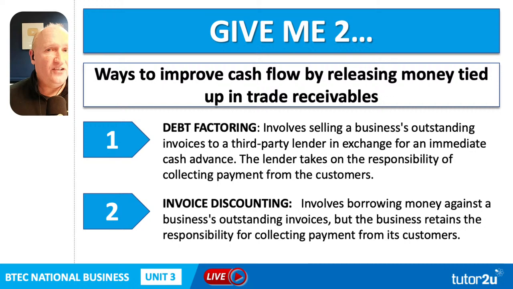Invoice discounting is similar, but what happens is the invoice discounter, and it's usually a bank, will give you a loan as the cash comes into the business, and the security for the loan is the trade receivables. So if the trade receivables don't pay up, you've got a loan that you need to repay. So with invoice discounting, you still have to chase up the customers. That is the basic difference between those two. That's all you need to know about them.